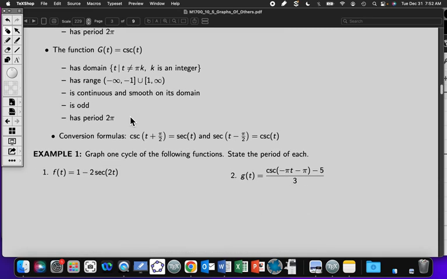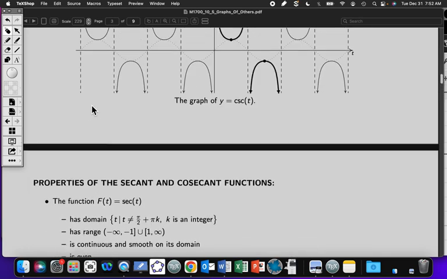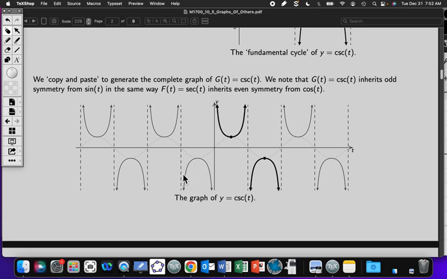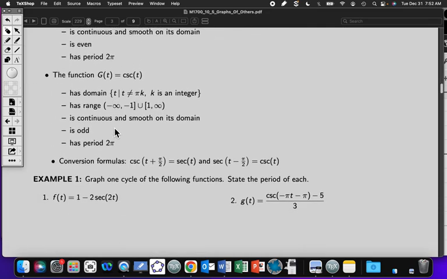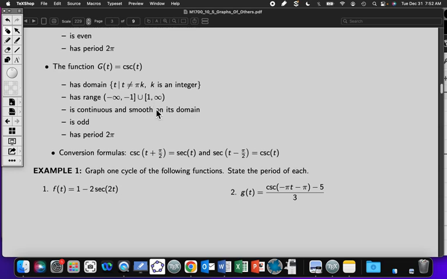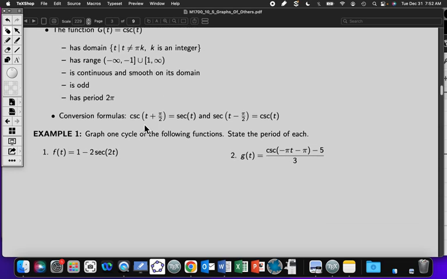Cosecant then works the same way, except here we have to throw out the whole number multiples of pi from its domain, because that's where the sine would be 0. It's got the same range, continuous and smooth on its domain. Because the sine function is odd, the cosecant function is odd, and so we observe that symmetry here across the origin. If you take the opposite input, you get the opposite output. So we have this reflection here through the origin. Has period 2 pi.